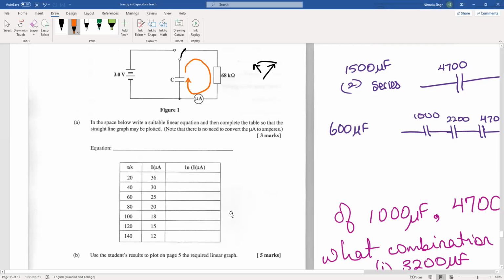In the space below, write a suitable linear equation and then complete the table so that the straight line graph may be plotted. Please note, all you're going to be doing is converting your number and finding the ln of that number.